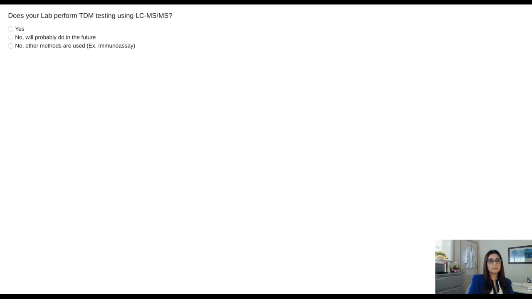Now we have some questions for you. Does your lab perform TDM testing using LC-MS? Yes. No, but will probably do in the future. No, other methods are used, for example, immunoassay. Is your lab considering implementing busulfan using LC-MS? Yes. No. Not applicable.